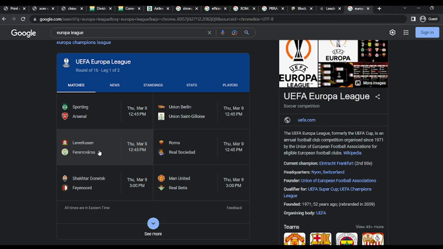Roma, Real Sociedad. Honestly, I'm gonna pick Real Sociedad over Roma. Actually, I take that back. Roma. I think Roma, Jose Mourinho, they can have it over 2 legs. If it's a knockout, I could see Sociedad, but in both legs, I think Roma can manage it out. Shakhtar versus Feyenoord. Shakhtar extremely lucky to move on against Rennes. I think Feyenoord have it.